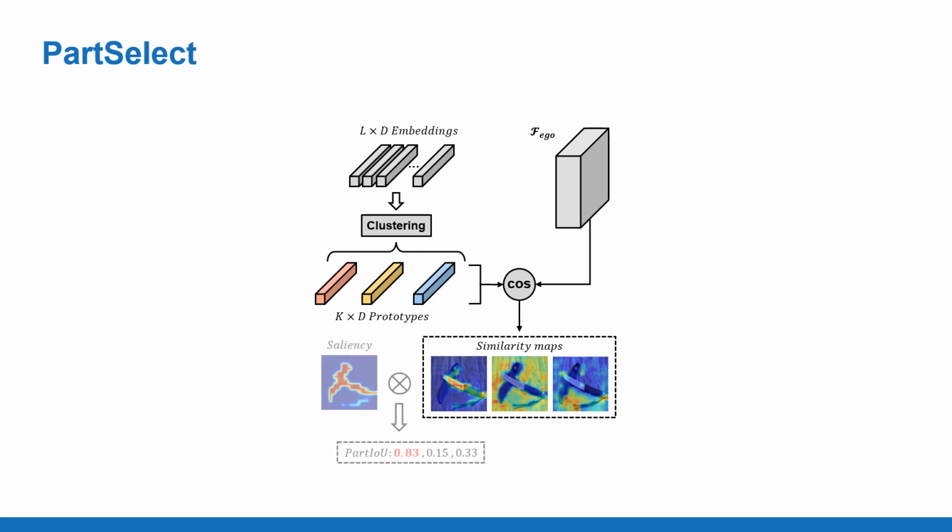Next, we aggregate the self-attention maps from the last layer of the DINO-ViT to generate a saliency map. And we introduce a metric termed part IoU to measure if a prototype carries object part information. Finally, PartSelect outputs the prototype with the largest score as the object part representation.